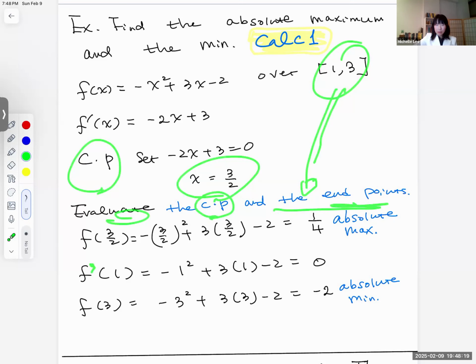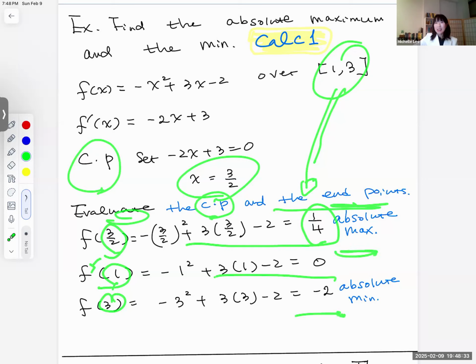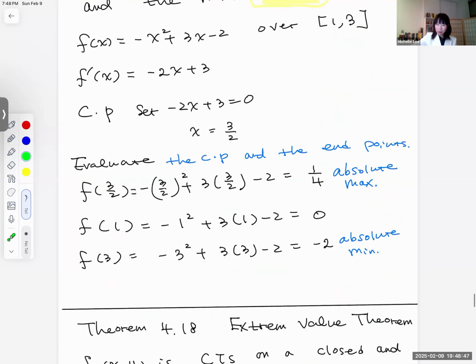So we evaluate into the function the critical point, what do you get? And the endpoints, what do you get? Then we can determine which one is the absolute maximum, which is the highest point in the function value, right? And then we determine which one is the lowest number in the function. That will be the absolute minimum, right?